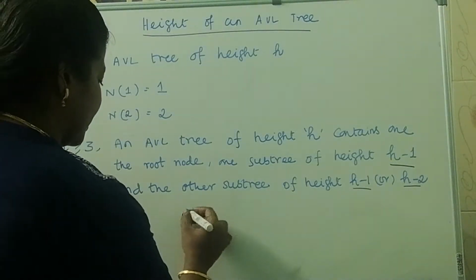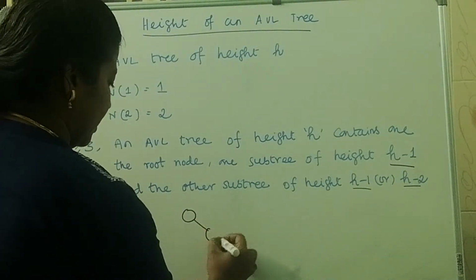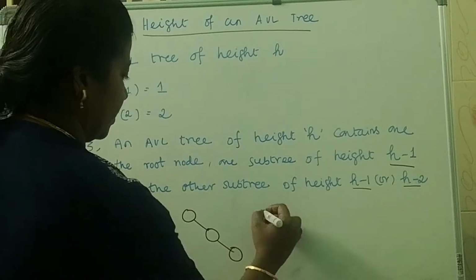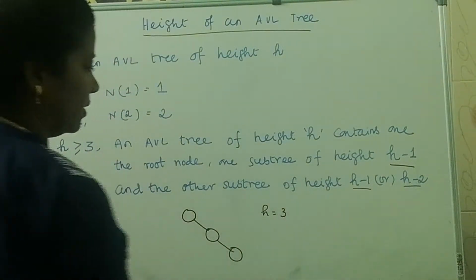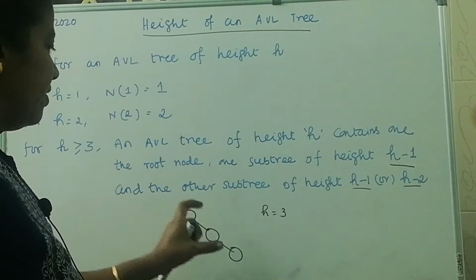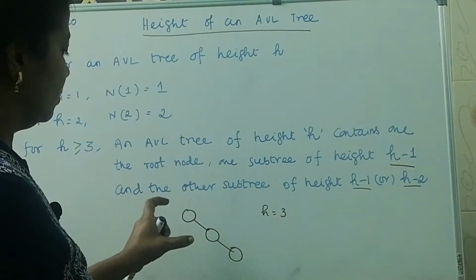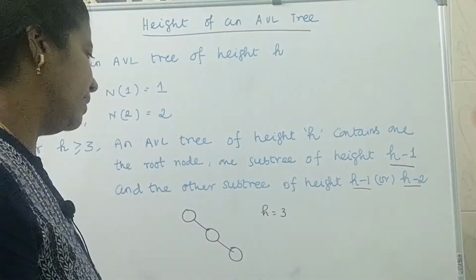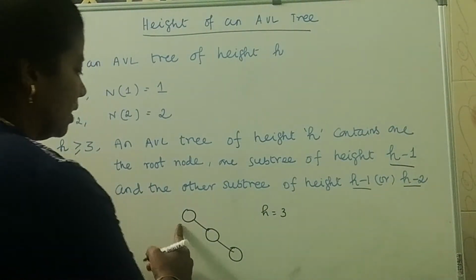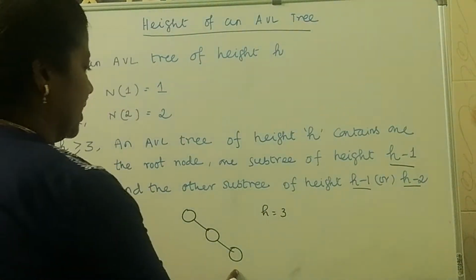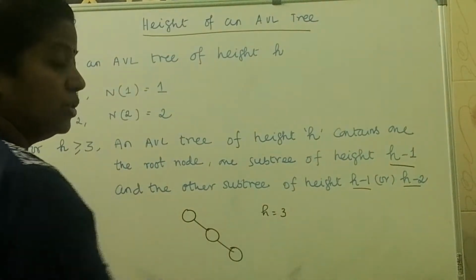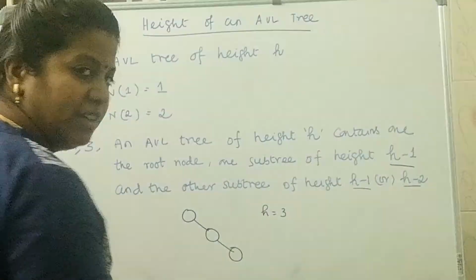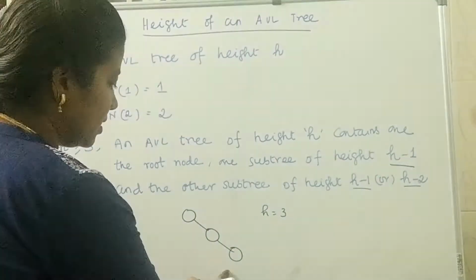Now let us consider height h equal to 3. We fix the height of an AVL tree and then try to find the minimum number of nodes that we could fit in that given height. Now this is a binary search tree of height h equal to 3, but this is not an AVL tree, so we cannot choose this.